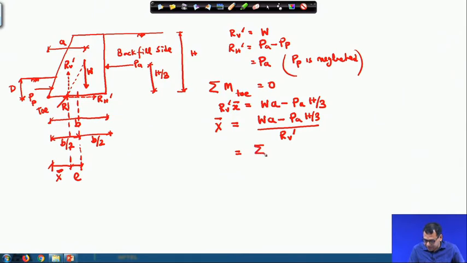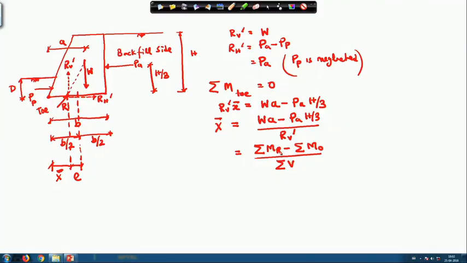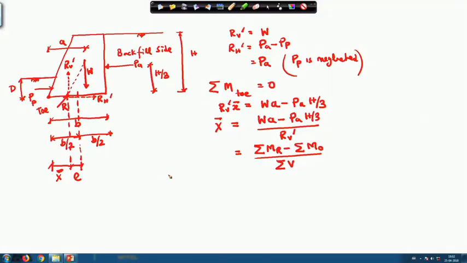Okay. So, you can write this is summation of M R minus the overturning moment, divided by summation of V. Here I am talking about only one W, but there can be different vertical forces. So, this is the summation of vertical forces. So, x bar is summation of resisting moment minus summation of overturning moment divided by summation of all vertical forces. Remember that. So, you can say the net moment divided by the summation of vertical forces. This is very important.